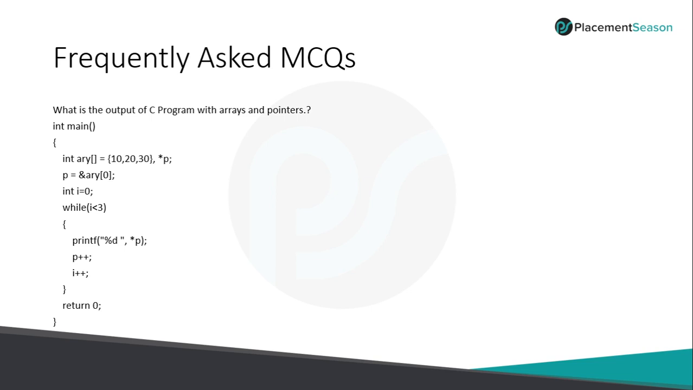Then I have declared the variable i. In a while loop, I am incrementing i and p and printing the value in p. Make sure I have given star p. So look at this code and give your answer. The first answer I got from Raja is 10, 20, 30.